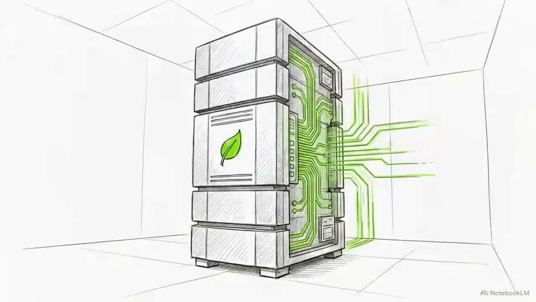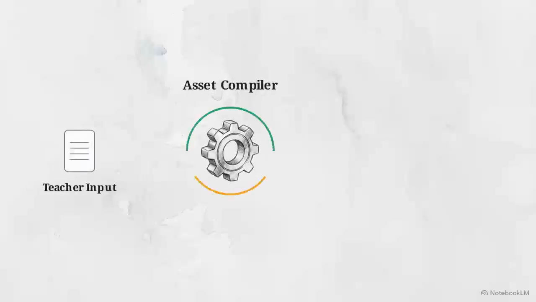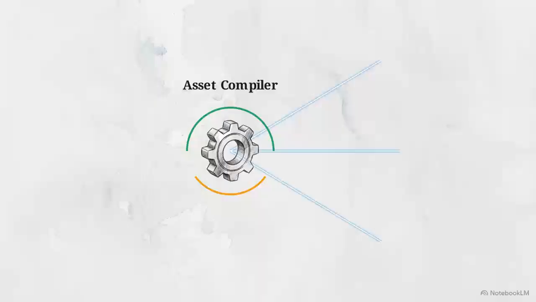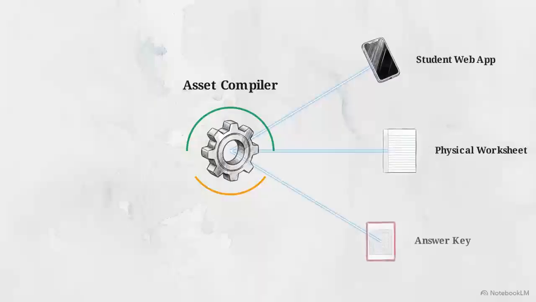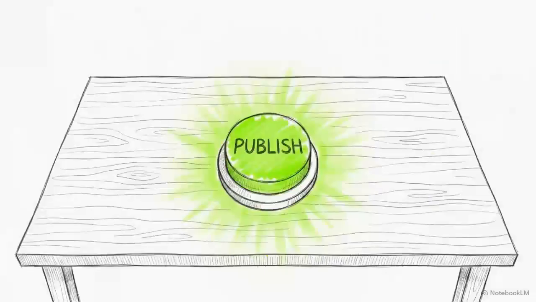TeachSpark operates as an educational asset compiler. The core operational mechanic relies on a central processing node. A teacher provides a single set of inputs, and the engine routes that data, instantly branching out into multiple distinct formats: a student-facing web app, a physical worksheet, and an answer key. The system executes this generation process autonomously. It requires zero coding, formatting, or design work from the instructor.